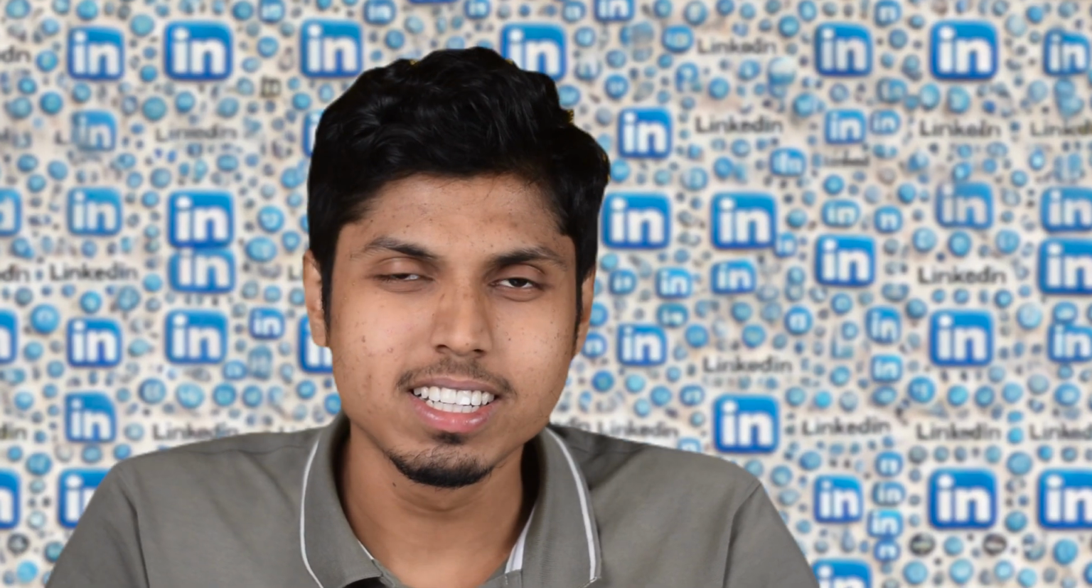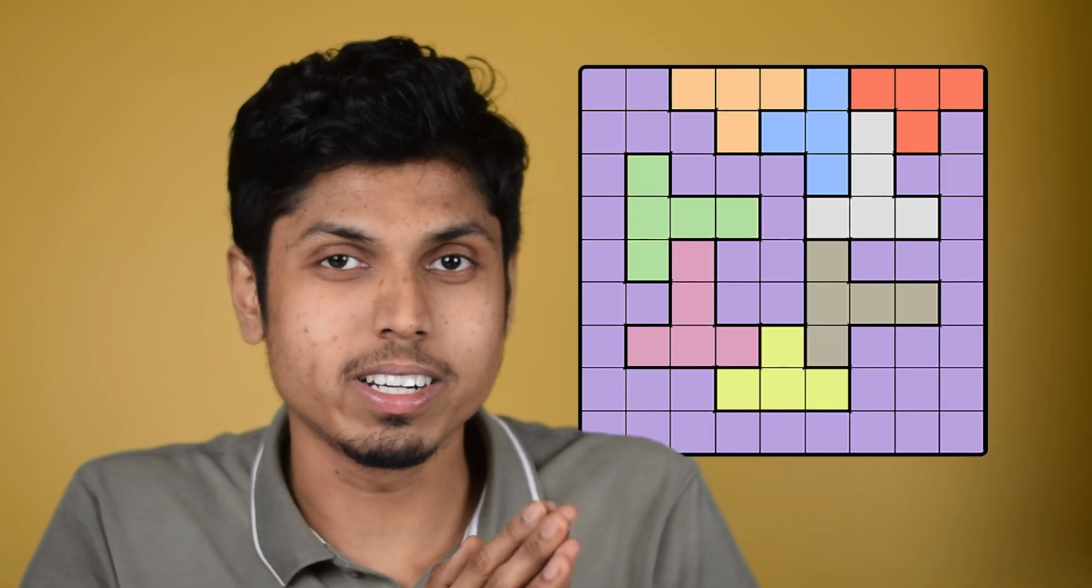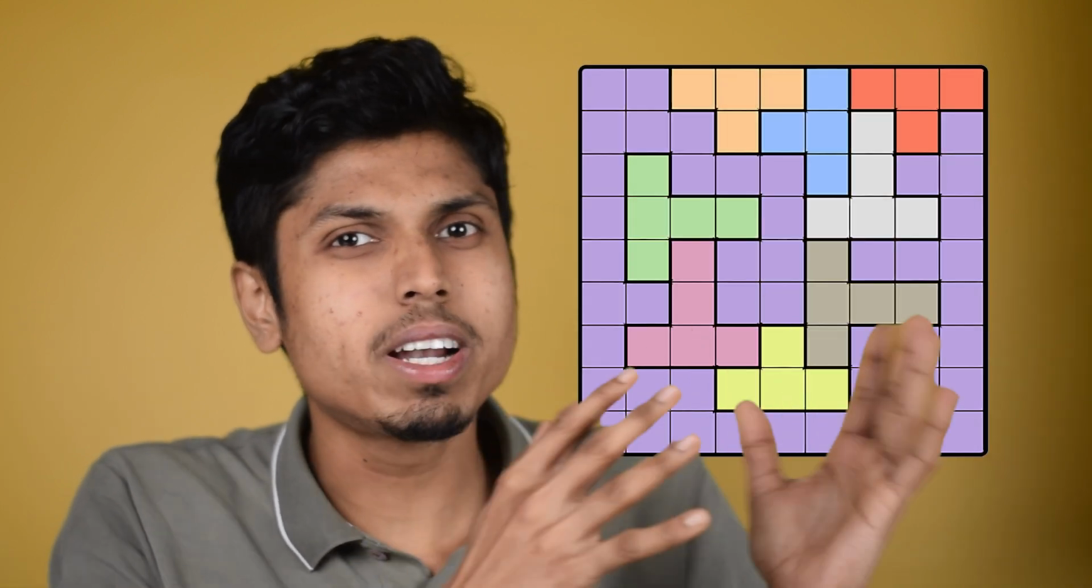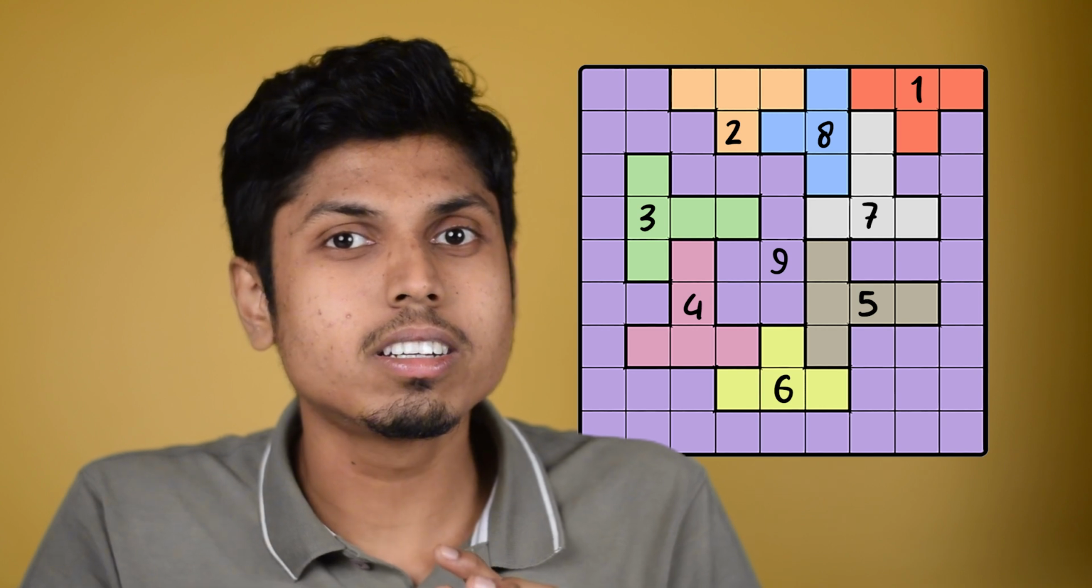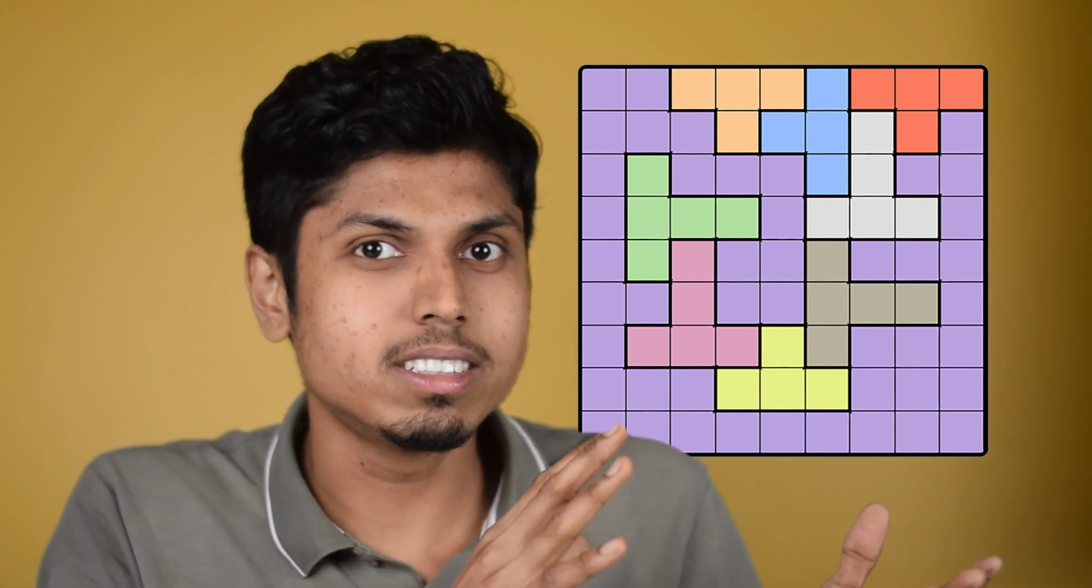Hello everyone. Today we are going to play some exciting game on LinkedIn. It goes by the name Quints and it is about filling crowns in a 9x9 square grid. So you are having multiple colors, 9 colors in total, and the rules go like this.